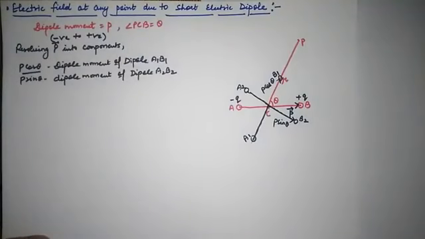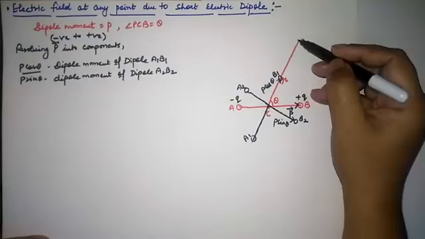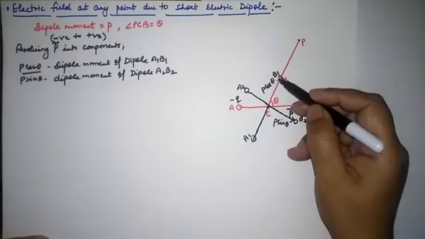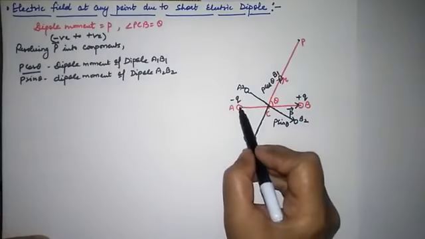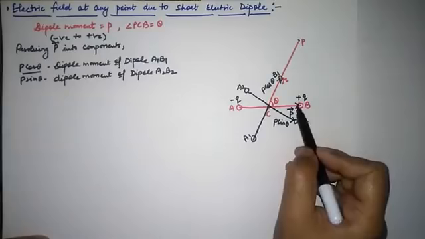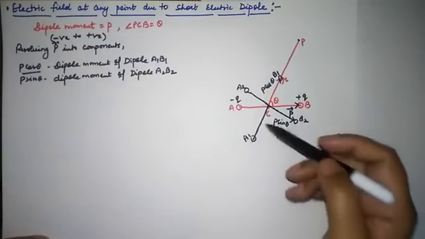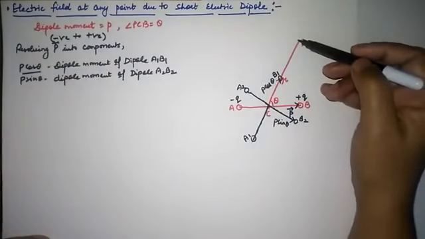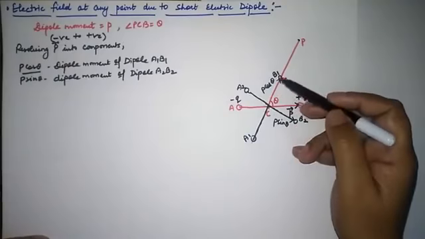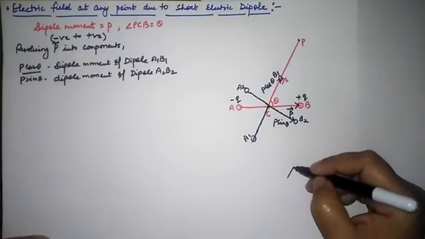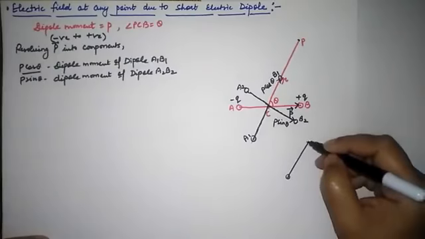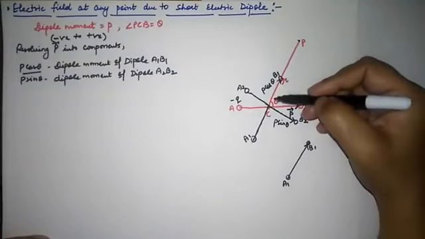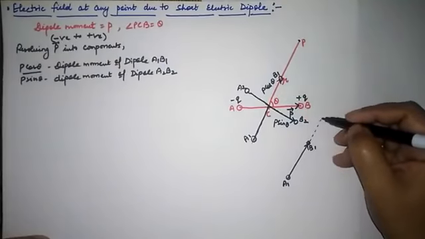Now, we can say this dipole AB is equivalent to a combination of these two dipoles, that is A1 B1 and A2 B2. And now if we see, point P lies on the axial line of dipole A1 B1. This is A1, this is B1, this is the direction of A1 B1, and if we draw this line as it is, here we have P.